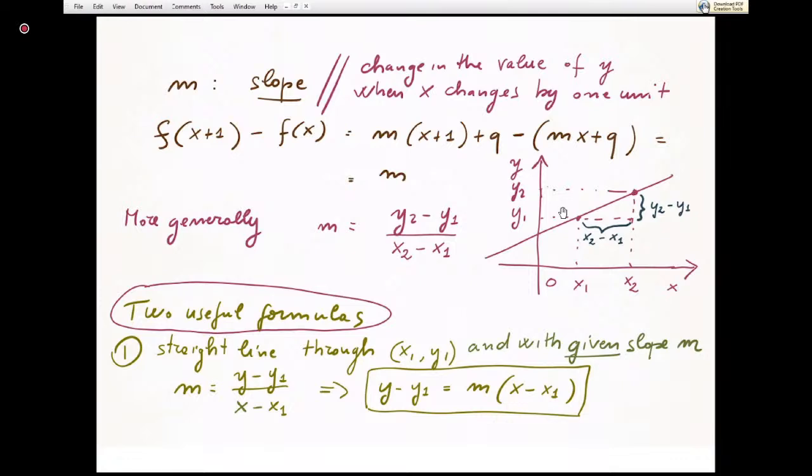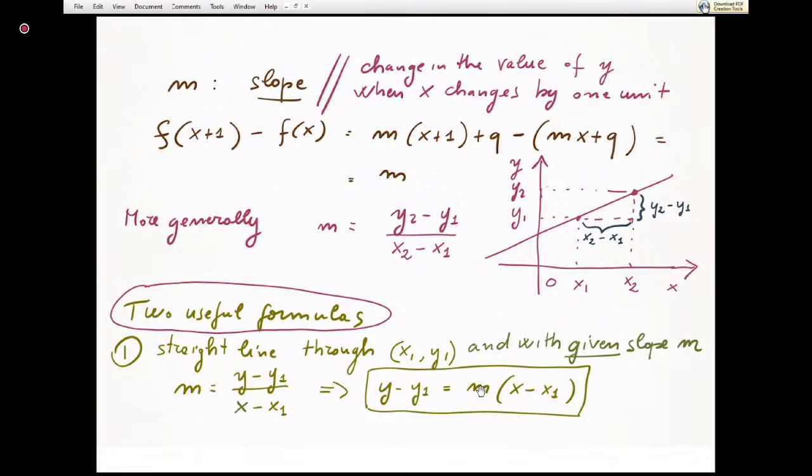A straight line passing through a given point, so this is data for our problem, and with the given slope m, which is also data for our problem. What is the equation of the straight line? Okay, since m is equal to, from this, y minus y1 over x minus x1, and we know x1 and y1, we can multiply both sides by x minus x1, and we obtain this. Okay, just put x1, y1, and m in your equation, and you get the equation of the straight line. This is the first formula.